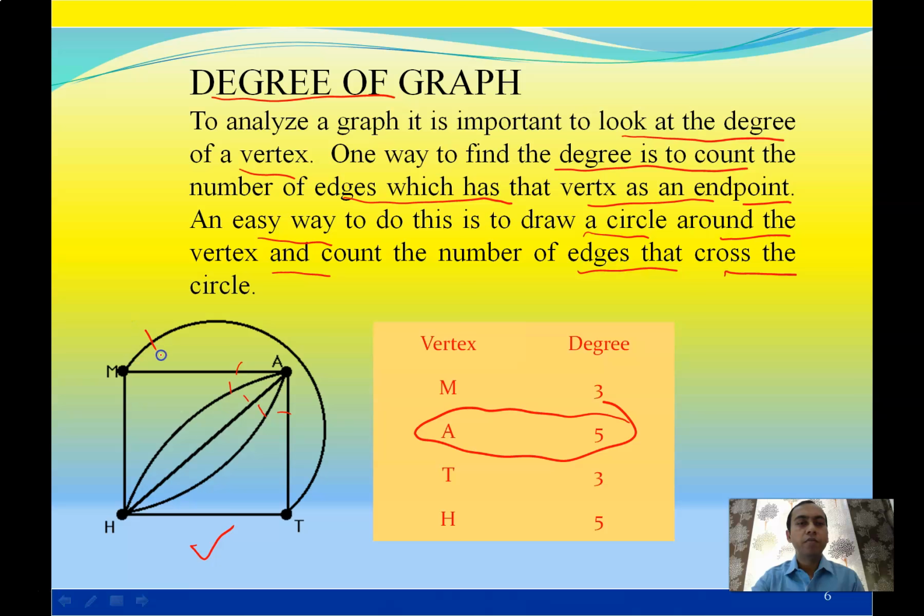M is connected with 1, 2 and 3, so it is 3. T is connected with 3 edges, 3 nodes, so T degree is 3. H is 5. How? 1, 2, 3, 4 and 5. So the degree of H is 5. So this is called the degree of a vertex.